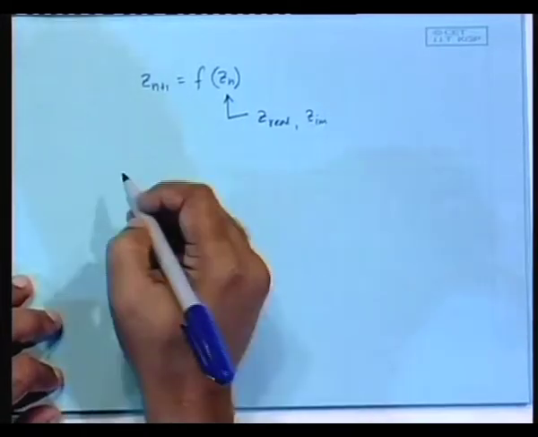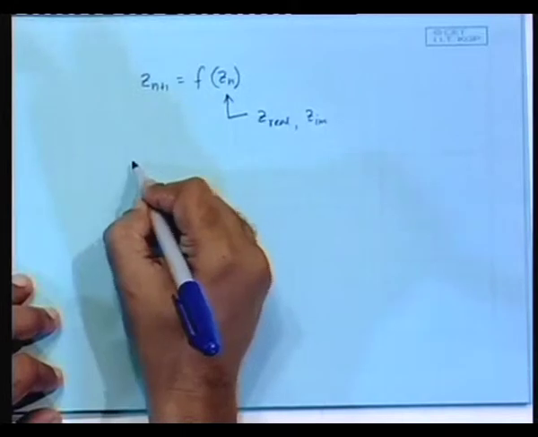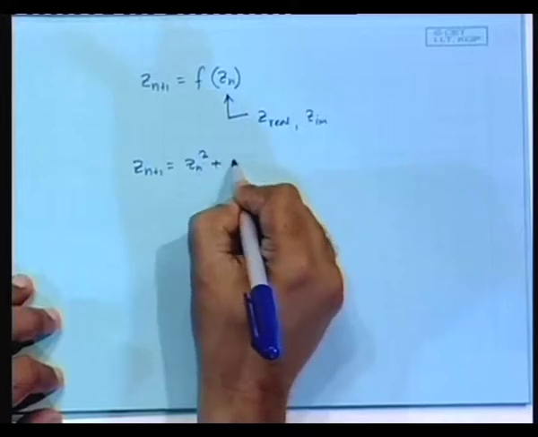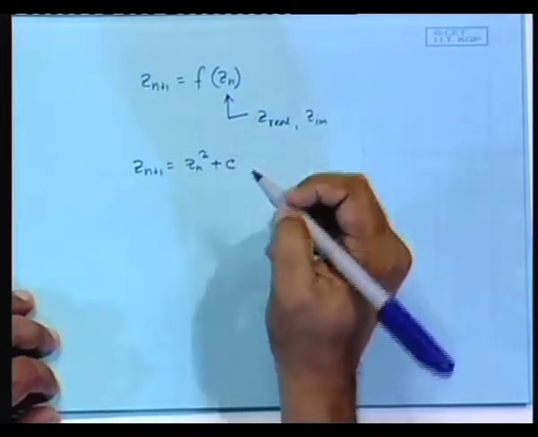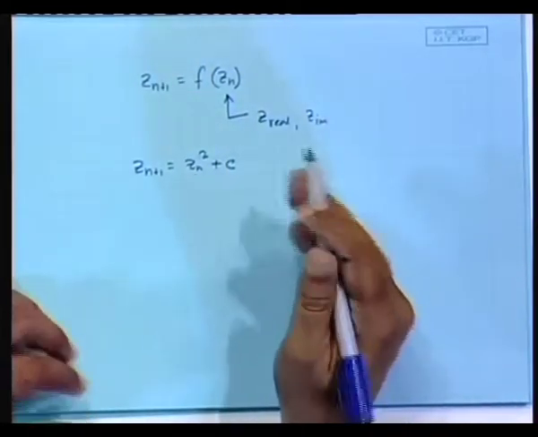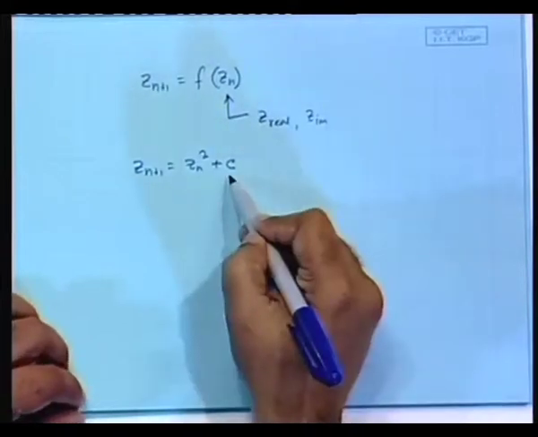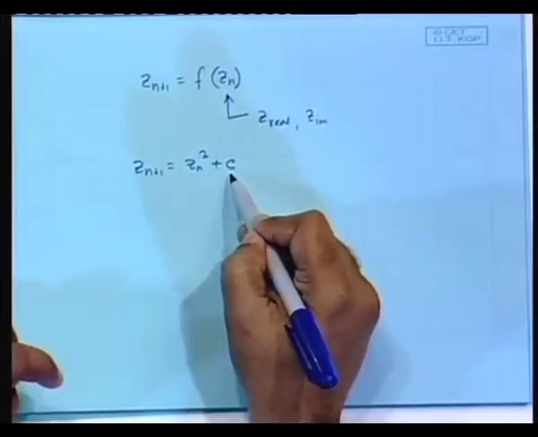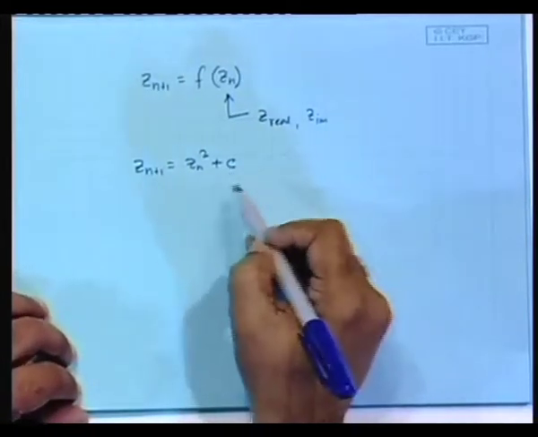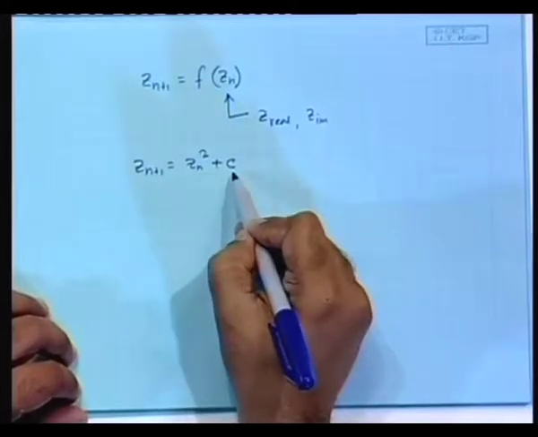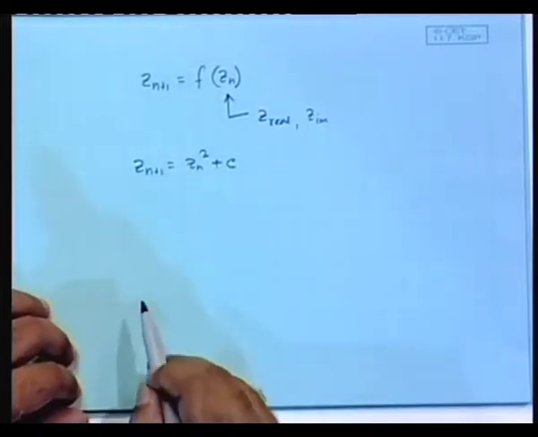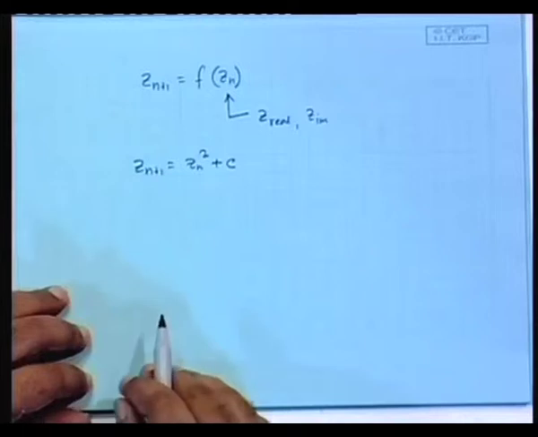In doing so, let us define a particular very simple function like z n plus 1 is equal to z n square plus c. You have seen that every dynamical system has the variables, which are z, but they also have parameters. This is the c. So c is also a complex number, consisting of the real part and the imaginary part. So z is a complex number, c is a complex number, and this is a complex function that defines the next iteration of that variable, z n plus 1.